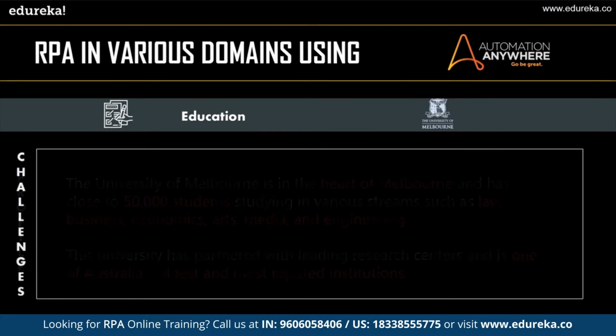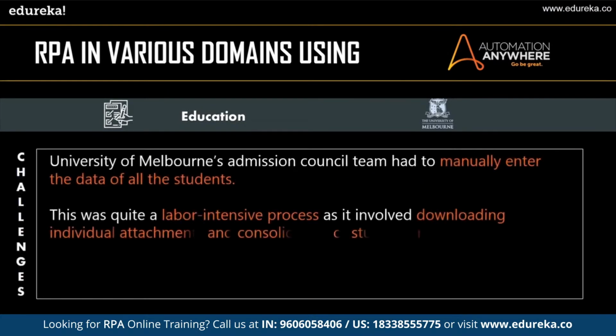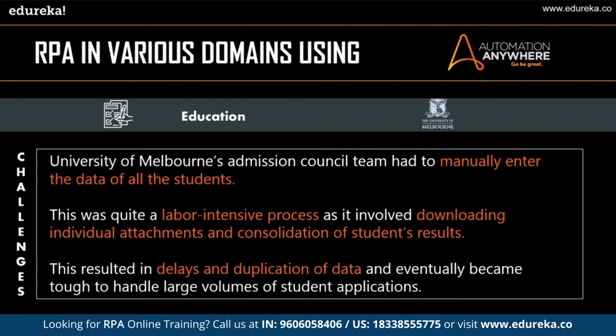Now, being one of the top institutions, the University of Melbourne's admission council team had to manually enter the data of all the students. Now, this was quite a labor intensive process as it involved downloading individual attachments and consolidating of students' results. Due to such intensive process, it resulted in delays and duplication of data and eventually became tough to handle large volumes of student applications.